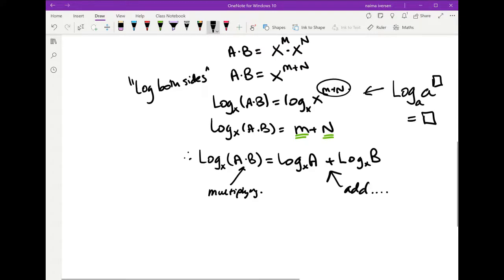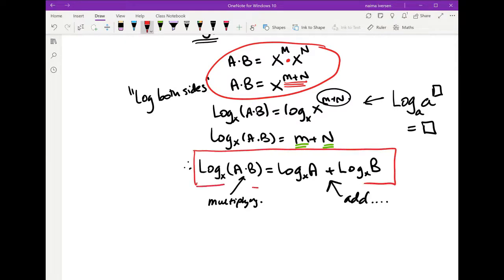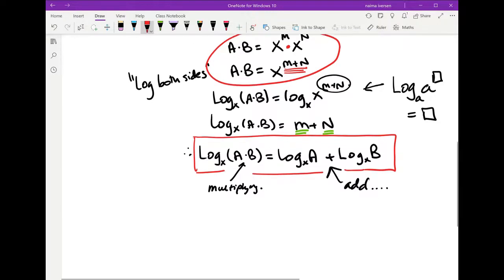And if you think that this is similar to something you've heard before, it's because of this property right here, right? When we are multiplying our powers, we actually add our powers. Logs are exponents, and they work very similarly as we go through the properties.